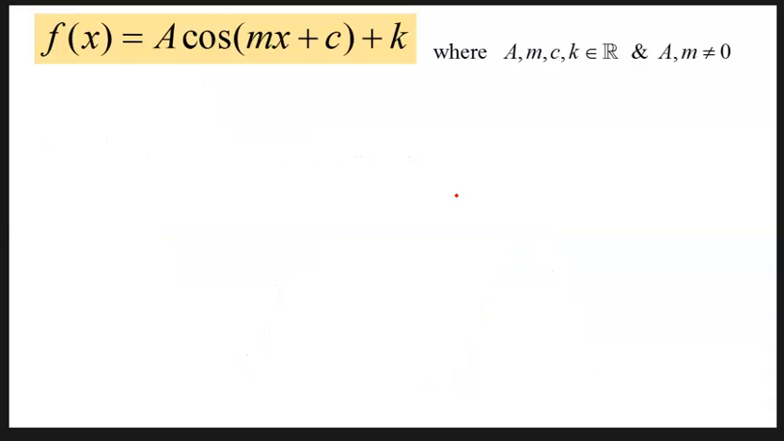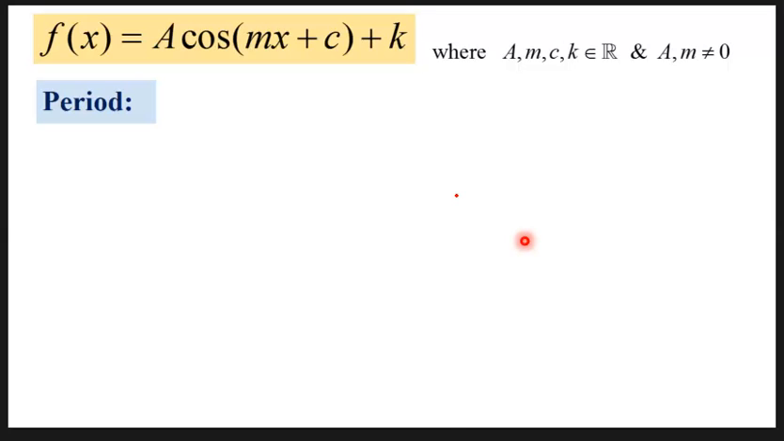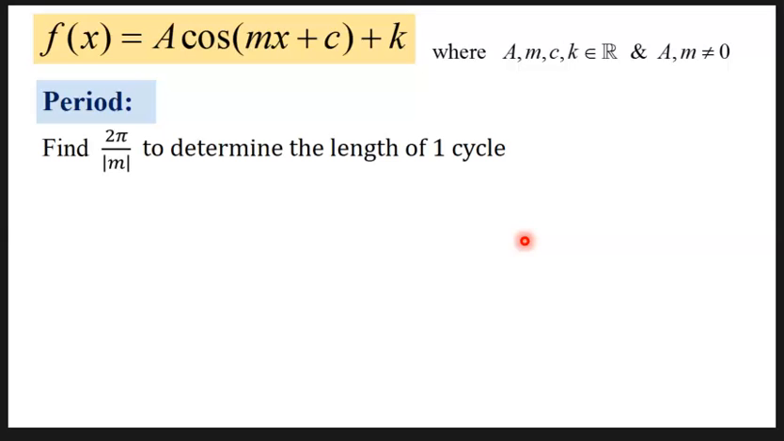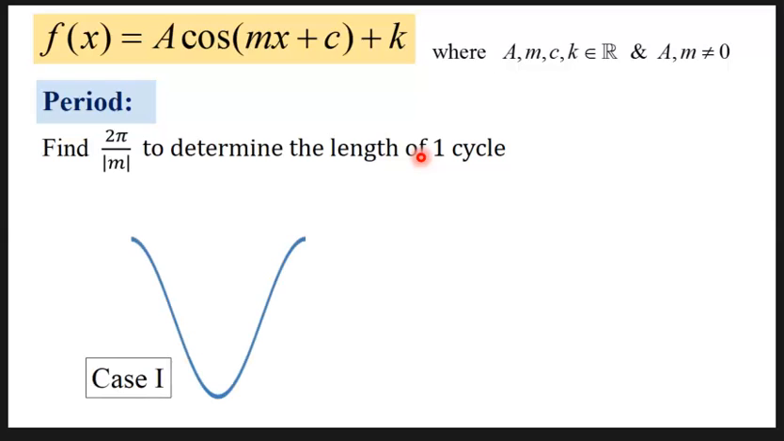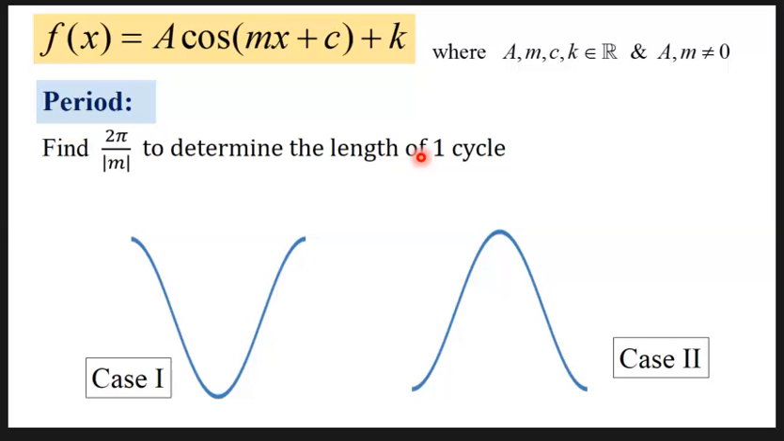The next important term is the period. Similar to the case of sine, the period is calculated by 2 pi divided by modulus m, where m comes from the coefficient of x. This determines the length of one cycle of our cos graph. How does one cycle of the cos graph look? It may look like case 1 here or case 2, depending on the result in our table later. The length will be as illustrated by these two red arrows, which is the period.